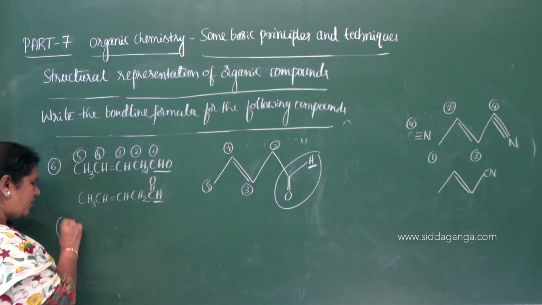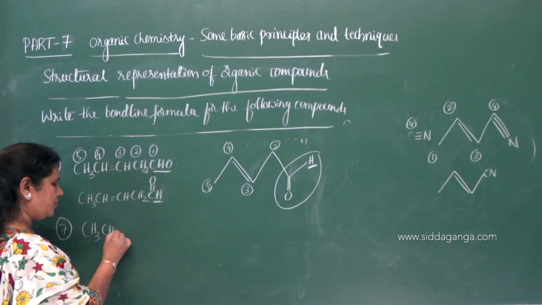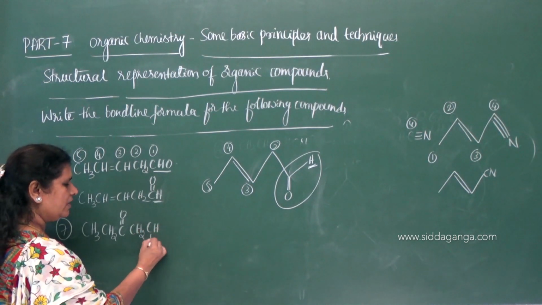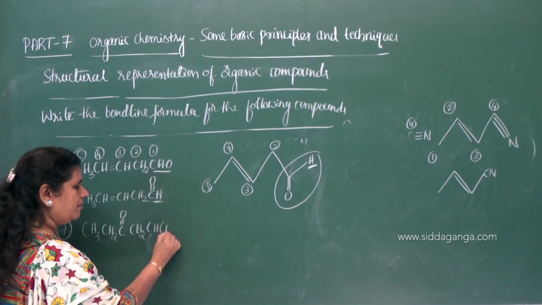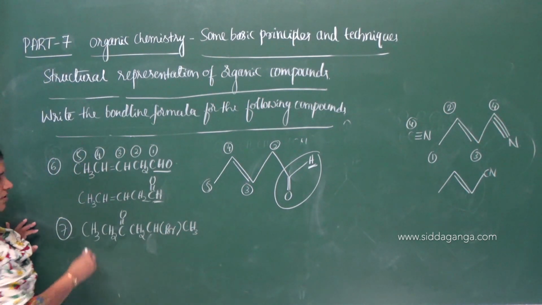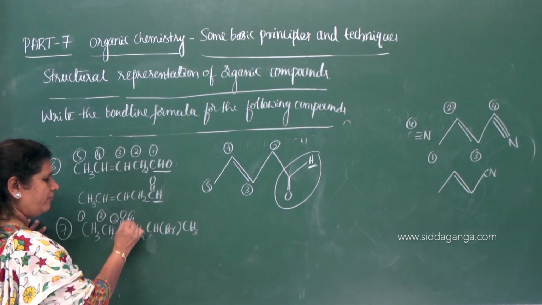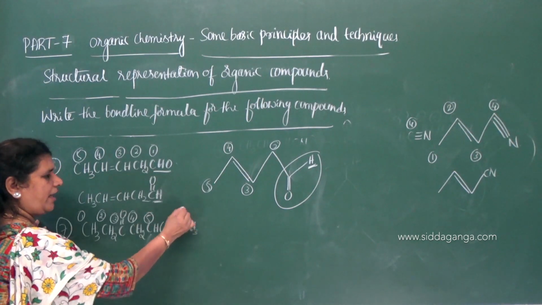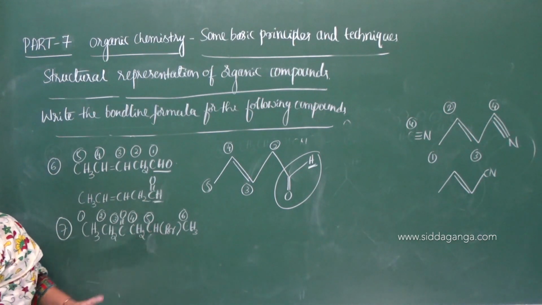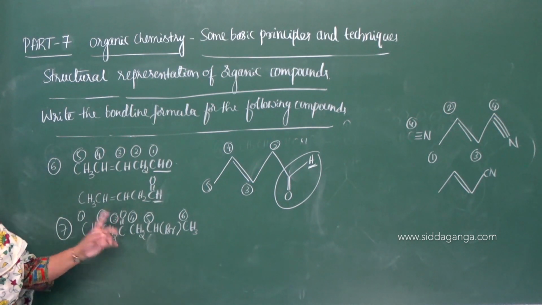Now take down the seventh one. CH3, CH2, C double bond O, CH2, CHBr, CH3. Now 1, 2, 3, 4, 5 and 6. 6 carbon atoms. To the fifth carbon bromine is attached, and at the third carbon we have the functional group C double bond O.